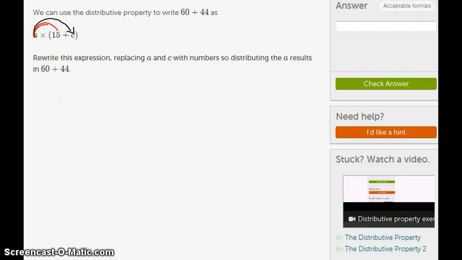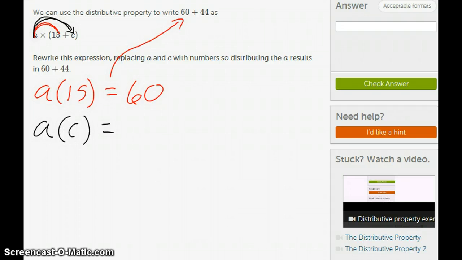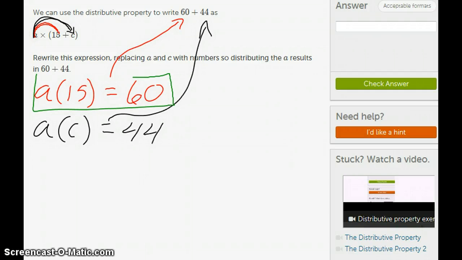So in red, the A times 15 is going to equal, it's showing me here, it needs to be 60. Okay, and then A times C needs to equal 44. I am going to use this information to figure out what A is because I have two numbers. So what times 15 is 60? That is 4. So A equals 4.